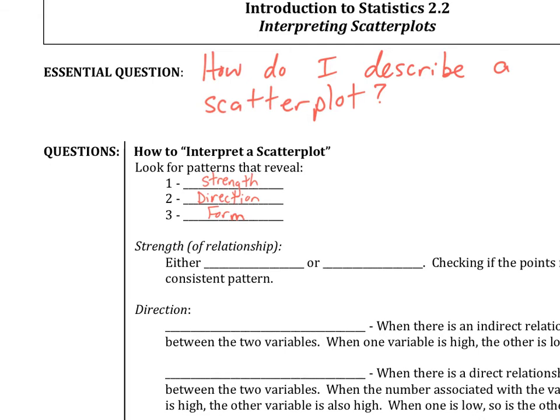So strength, it's either strong or weak. Obviously, it can be very strong or very weak or moderately strong and moderately weak. We use strong or weak to describe the scatter plot.